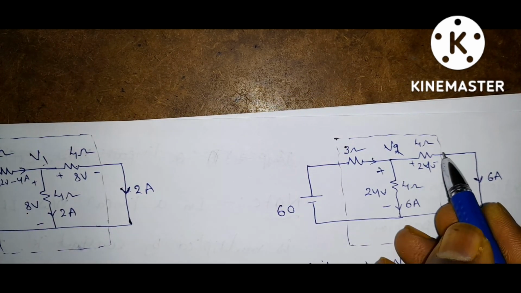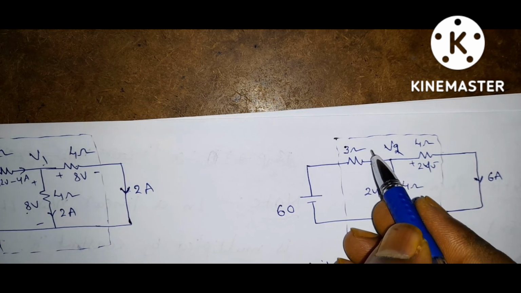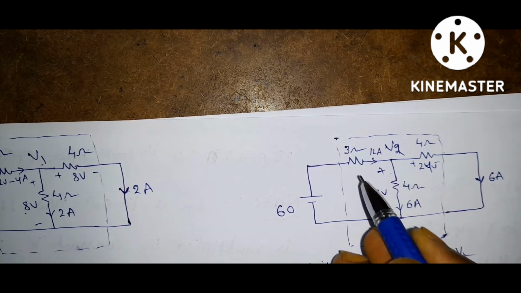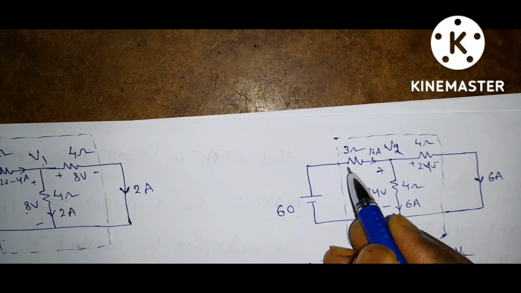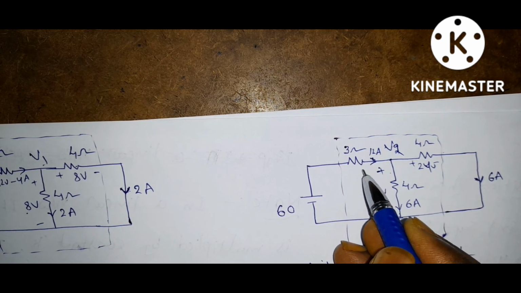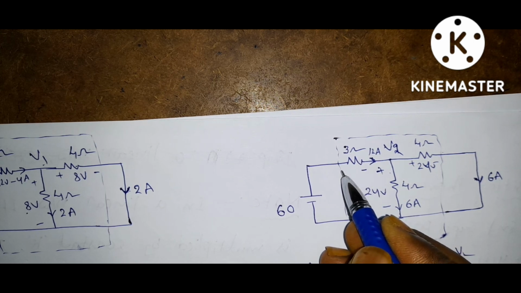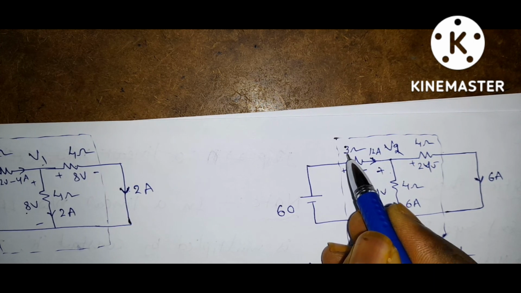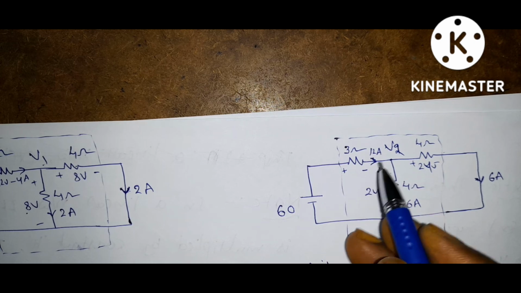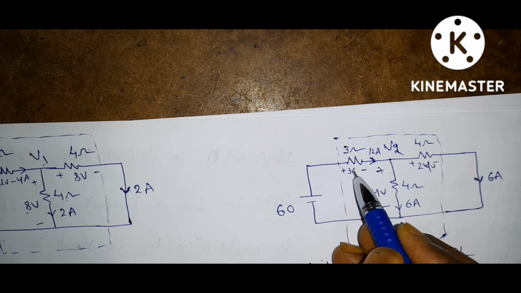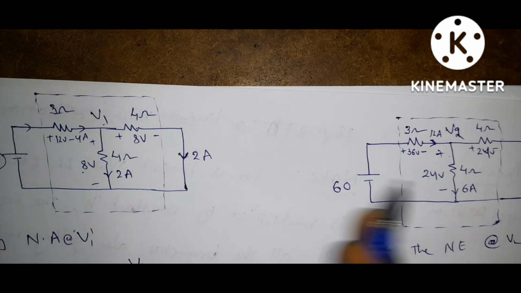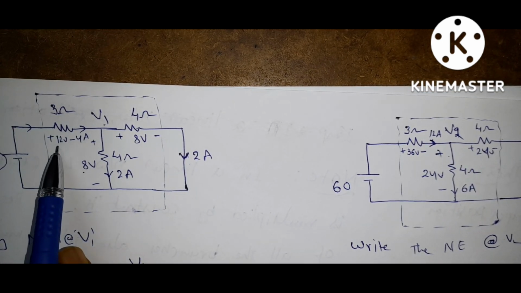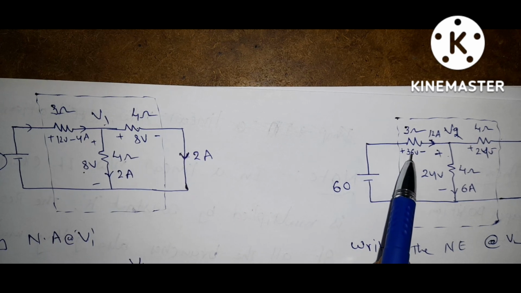Here by KCL, this is 6, this is 6, so you will get 12 amps. If 12 amps current is flowing through this resistor, what is the voltage drop? Here current is leaving, so it is minus; here current is entering, so it is plus. By Ohm's law, 3 into I is 36 volts. If you observe these two circuits, if you multiply this 12 by 3, you will get 36.